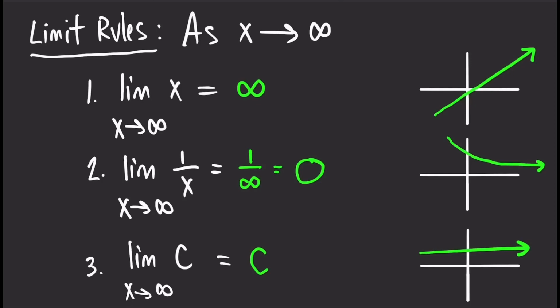Okay, so those are the three big limit rules as x approaches infinity. We need to know those. The limit of x as x approaches infinity is simply infinity. The limit of 1 over x as x approaches infinity is 0. And the limit of a constant as x approaches infinity is simply that constant.